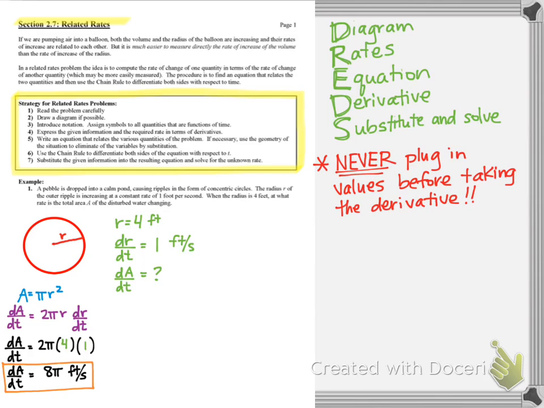To help us, I will try to color each step. Diagram, I will try to keep red, rates green, equation blue, derivative purple, substitute and solve in black, and I will box my answers in orange. This is just to help you as we continue through the lecture.